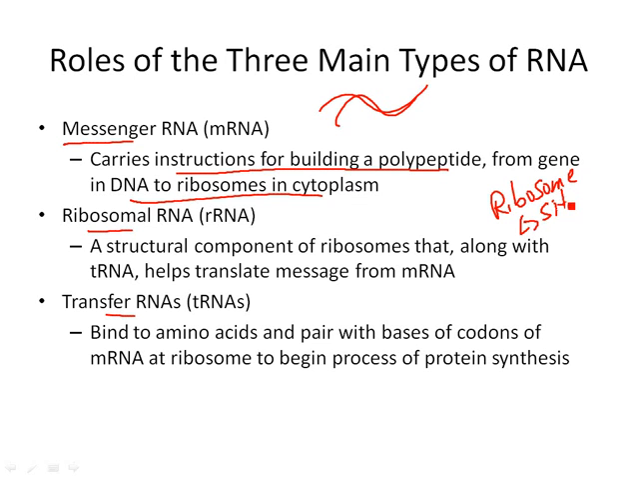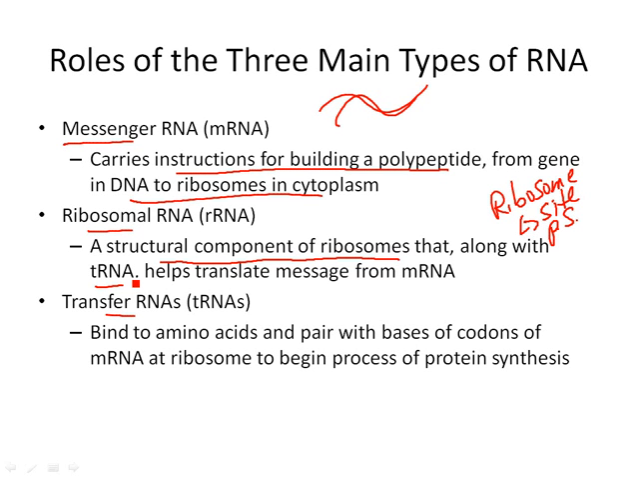The ribosome is the site of protein synthesis. Associated with the ribosome, you have something called ribosomal RNA, and it's a structural component, a part of the ribosome that works with DNA to help translate that message. So the ribosomal RNA is basically a workhorse. It helps to make the protein. And just wait till we get to the picture. It'll make a little more sense.